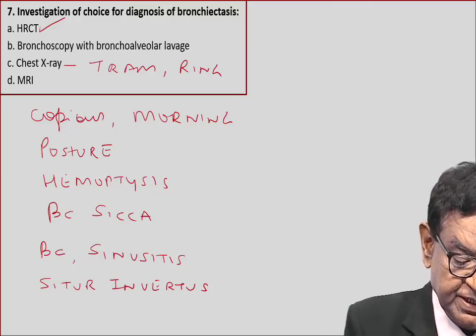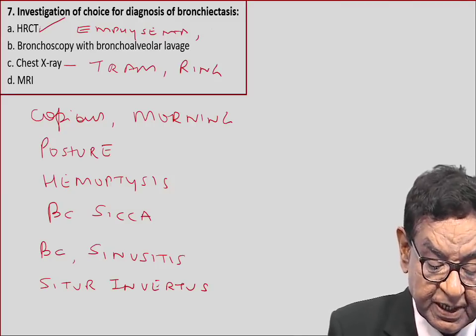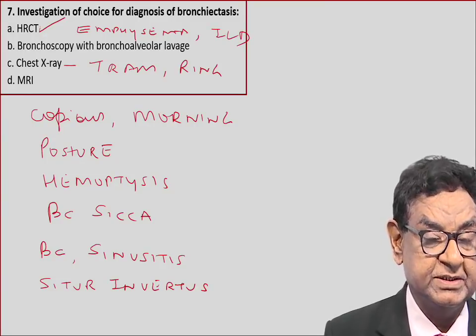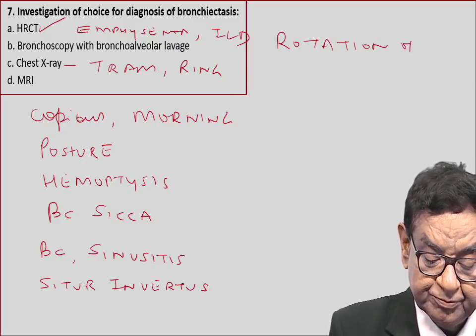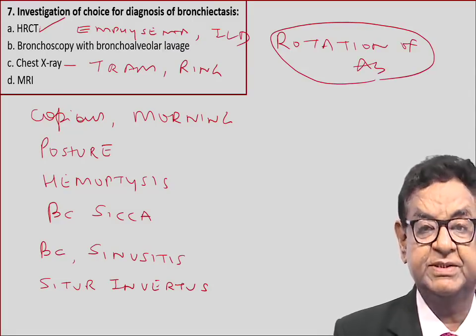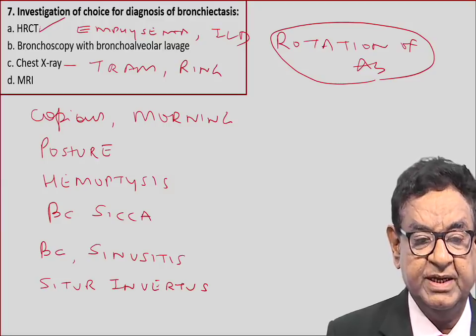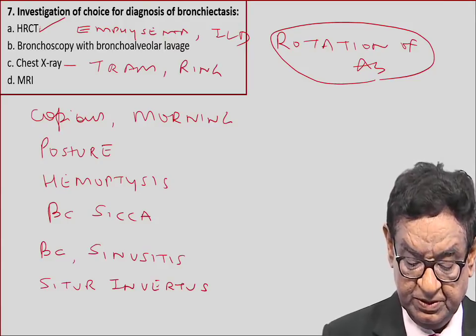Now what are the other lung conditions where we use HRCT? HRCT we also use to diagnose emphysema, interstitial lung disease. Okay. Now in case of bronchiectasis, classically we use rotation of antibiotic. This question came recently in PGI Chandigarh also. The question was rotation of antibiotic done in which condition? The answer is bronchiectasis. Okay.